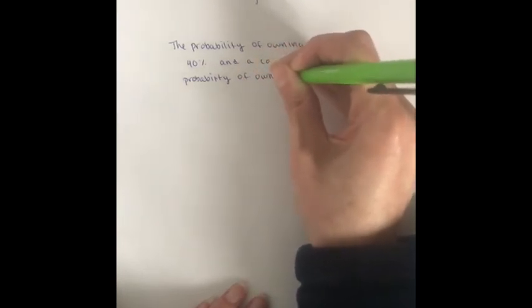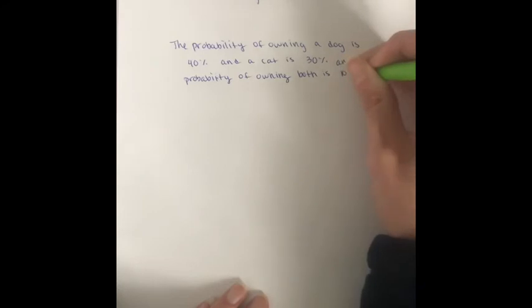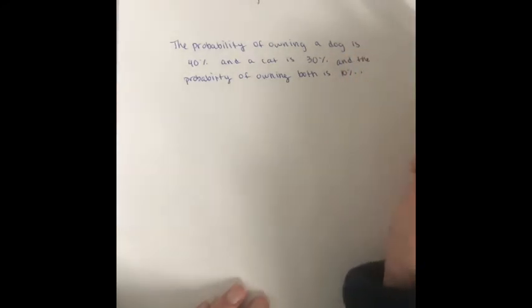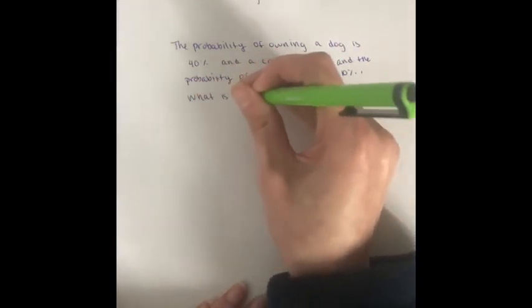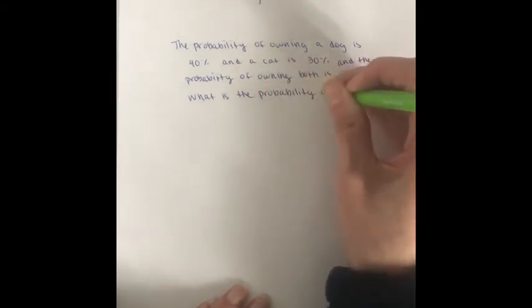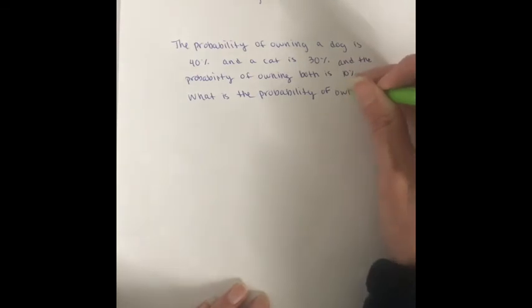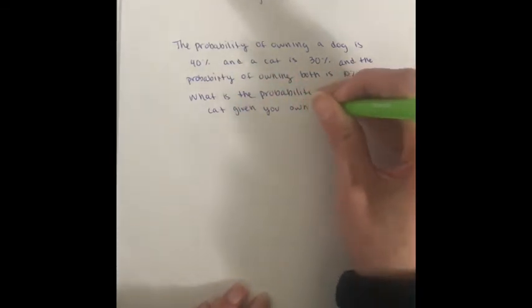Probability of owning both is, I don't know, maybe 10%. You can still get a conditional probability question where it's like, what is the probability of owning a cat given you own, or a person owns, a dog.